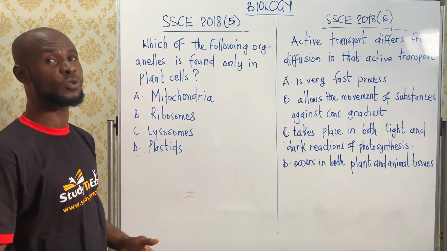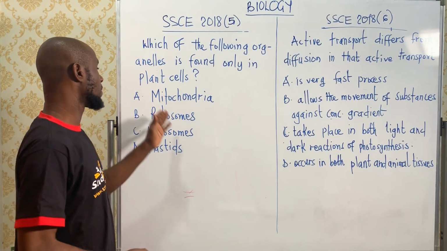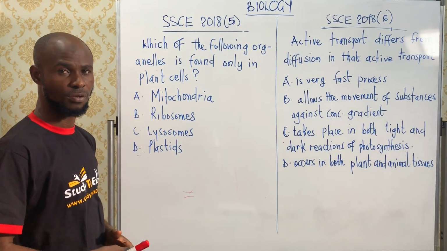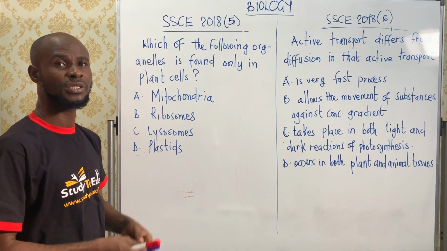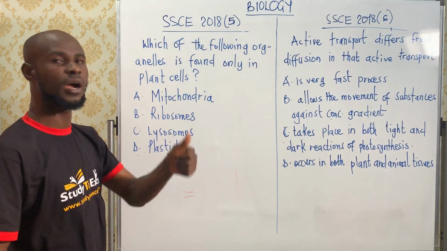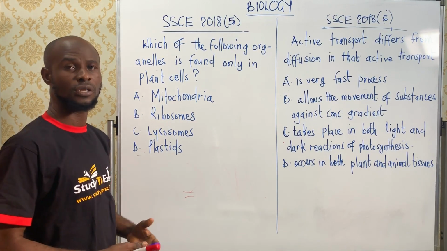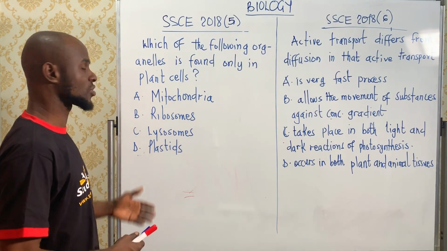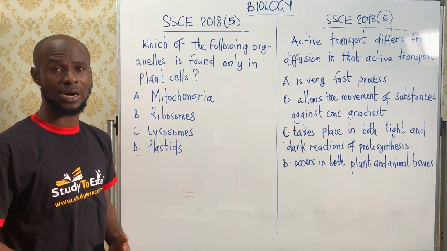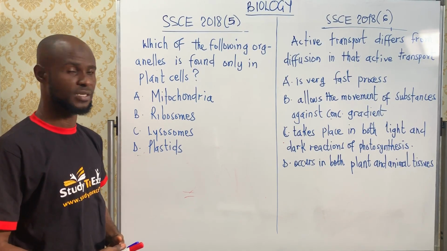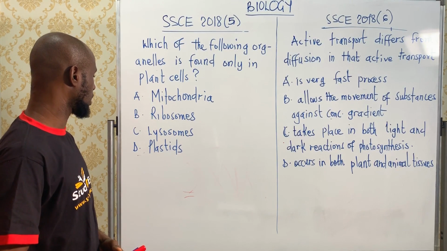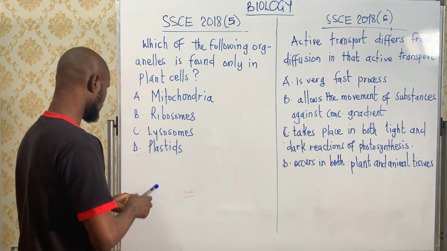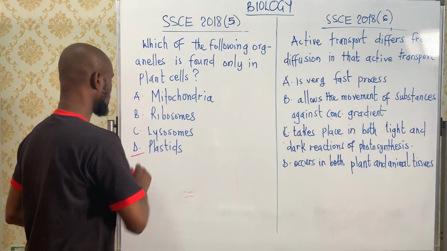Mitochondria is present in both plant and animal, and we know that mitochondria is the powerhouse of the cell where cellular respiration takes place to produce energy. The ribosome is found in all cells, and the ribosome helps to produce protein. The lysosome is the suicide bag. It helps to protect the cell. Then the answer will be plastids.